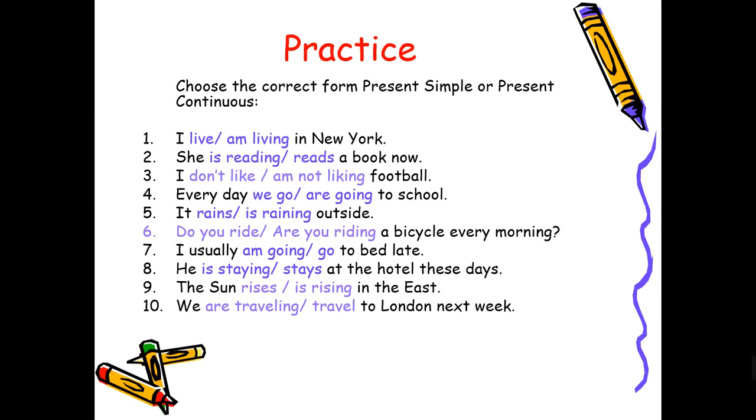Number 1 says, I live or am living in New York. Which form of verb live should be used here? What do you think? Is it a permanent state or something that's only happening at the moment? You don't have any keywords here, but you can guess that this is a permanent state. Where you live is something which is permanent. So you use here live. I live in New York.